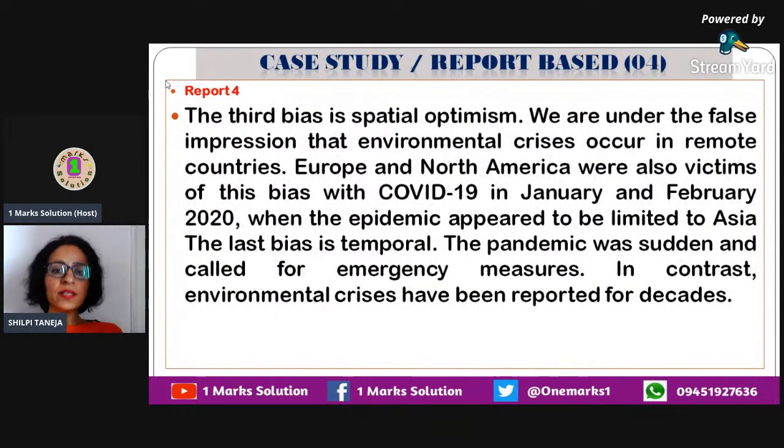The third bias is spatial optimism. We are under the false impression that environmental crisis occurs in remote countries. No, it has almost equal impact on every country. Europe and North America were also victims of the bias with COVID-19 in January and February, when the epidemic appeared to be limited to Asia. The last bias is temporal.